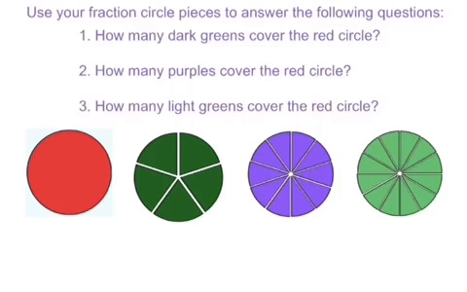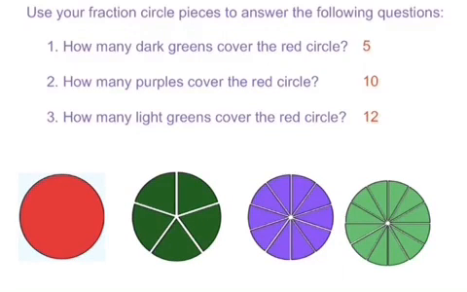Okay, so here's your first thing. Use your fraction circle pieces to answer the following questions. How many dark greens would it take to cover the red circle? And how many purples would it take to cover the red circle? How many light greens would it take to cover the red circle? So after you had a chance to try and figure that out, then come on back.